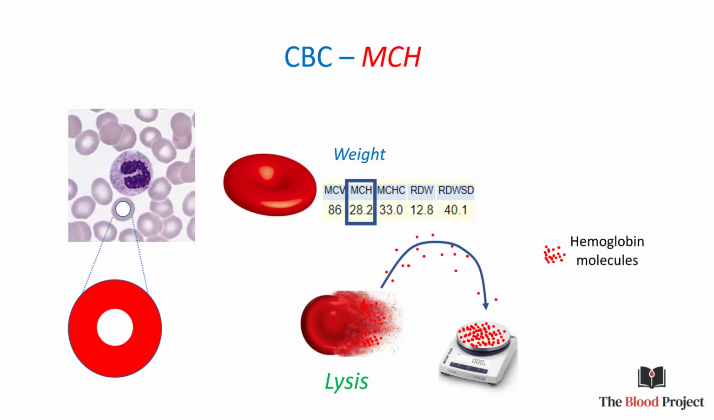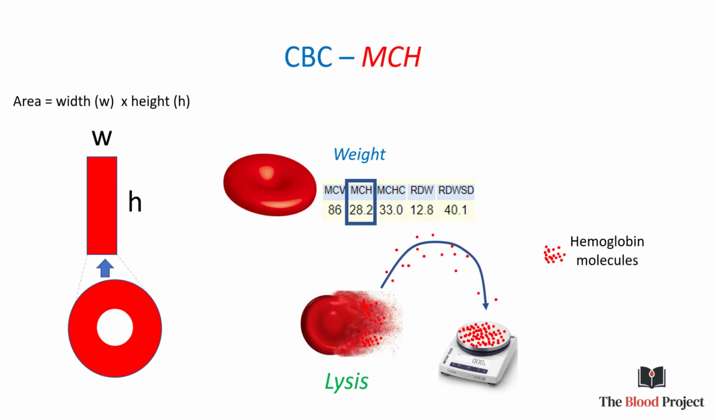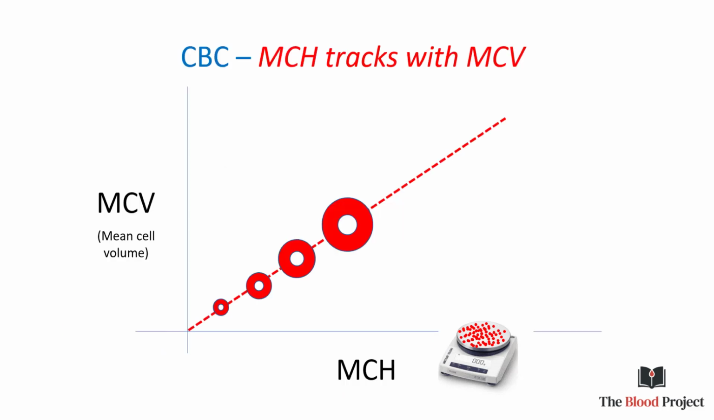Now, if you're like me, I'm not very good at calculating the area of a thick red ring, so let's imagine removing the area of red and rearranging it into a rectangle, which we can readily quantify using width and height dimensions. In this scheme, the greater the area of red, the more hemoglobin contained within the red cell, and the higher the MCH. As you might imagine, the MCH tracks with the MCV.